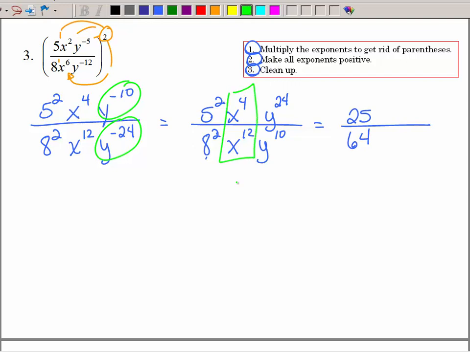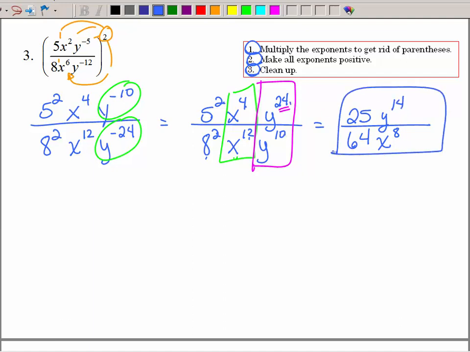I have the same base there. There's more x's on the bottom, so I'm going to keep the x on the bottom and go 12 minus 4 is 8. Those are the same base, but this time 24 is bigger than 10, so my base is going to go on the top, and 24 minus 10 is 14. So again, we're using rules that we should already know and applying them to the negative exponents.